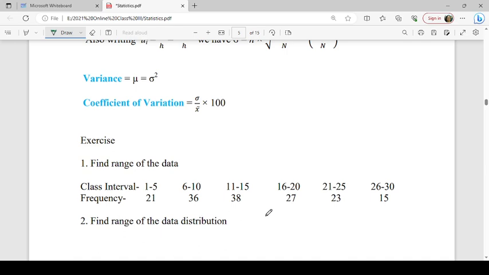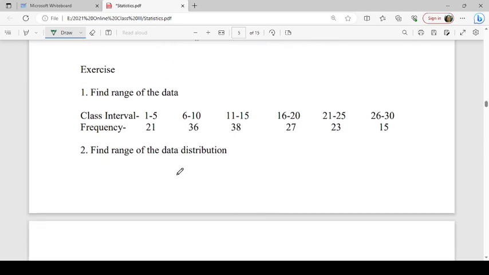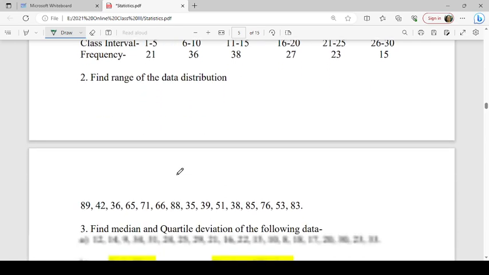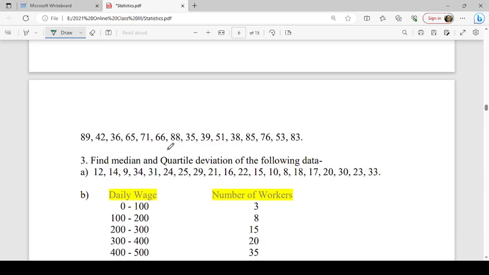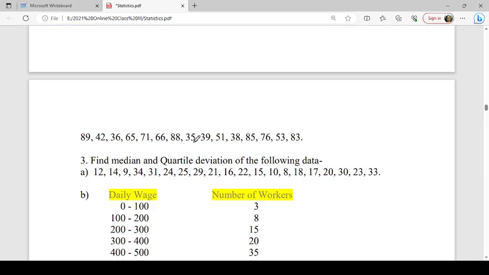Then find the range of the data distribution. Here the maximum is, I think, 89, and the minimum is, I think, 35. So 89 minus 35 is 54. So the range here is 54.